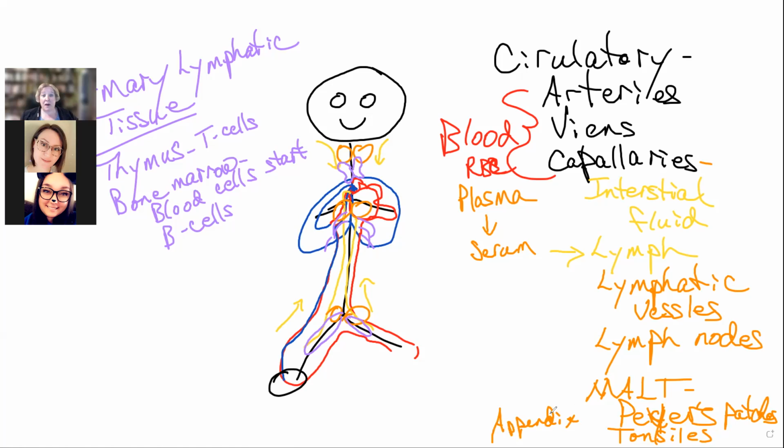It used to be that we thought that your appendix was a useless organ left over from when we were eating more and tougher vegetative material. But it turns out your appendix is important for your immune system. So all of this is considered secondary lymphatic tissue, or secondary organs. Over here, this is your primary lymphatic. But all of that is part of how your body screens for pathogens.